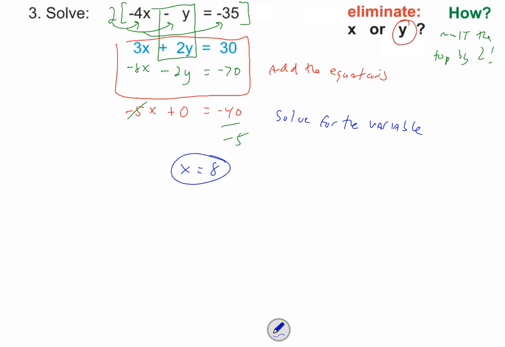Cha-ching. How are we going to get y? You could do the same thing, but that's too long. It's the easier way. How do we get to y? Adam? Awesome. Look at that. Yeah. So now to find the other variable, use substitution.